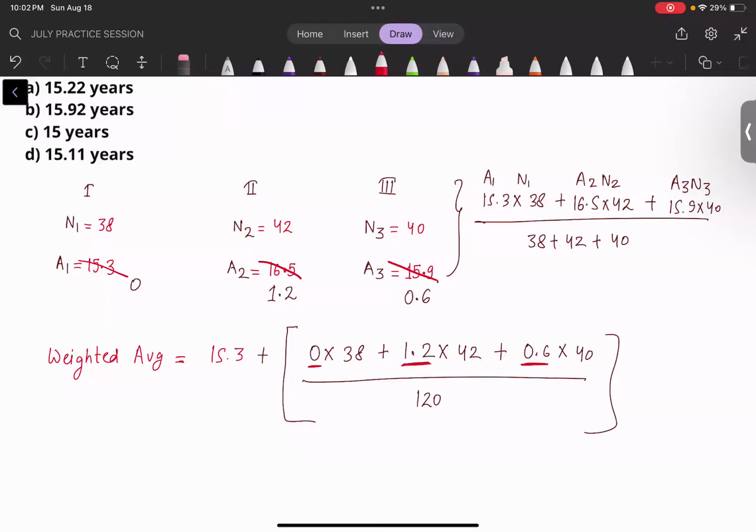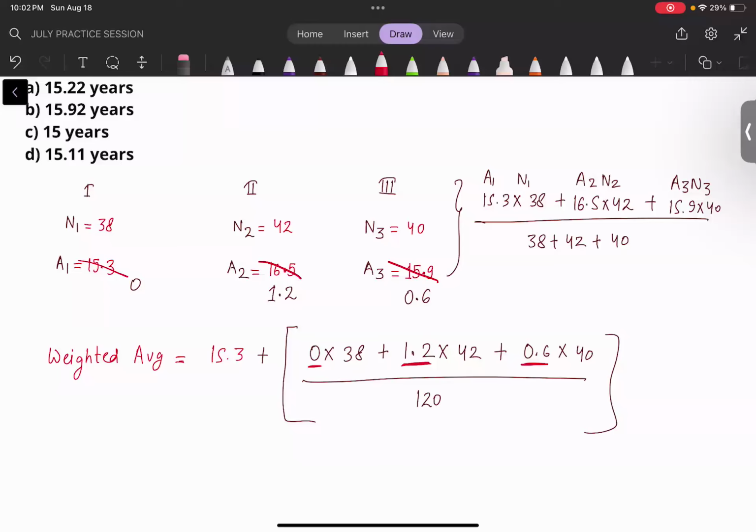Don't apply this everywhere. Only in this scenario, that means average scenario where groups are there, we apply it. Don't apply in any calculation like this. Okay. Understood, all of you?